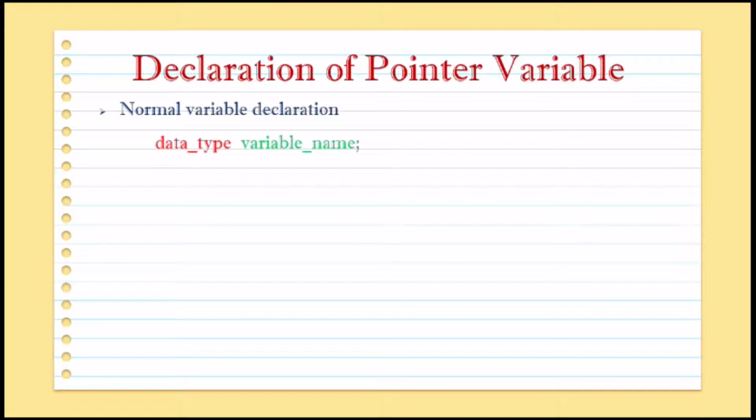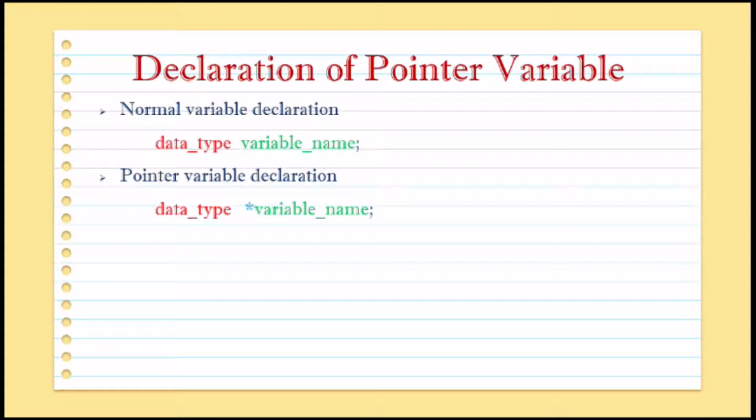So this is the syntax for declaring normal variable. Data type, then followed by variable name. And this is the syntax for declaring pointer variable. That is data type, then star operator and followed by variable name.